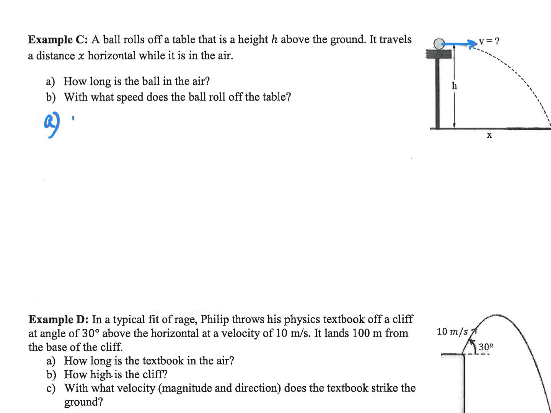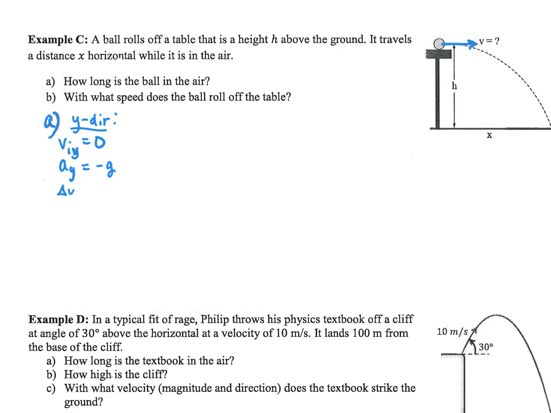So let's start with the y direction. I usually start with the y direction, see what I have, and then look at the x direction. So in the y direction, what's the initial velocity in the y direction? Zero. It's rolling off the table sideways, isn't it? So it's 0. All right, do we know the acceleration in the y direction? Negative g.